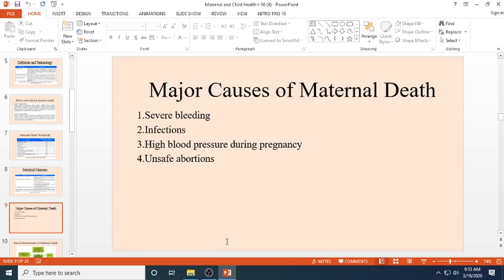Let's see how these maternal deaths happen. What are the major causes for the deaths? Those are severe bleeding like postpartum hemorrhage, infections after childbirth, high blood pressure during pregnancy, and unsafe abortions.